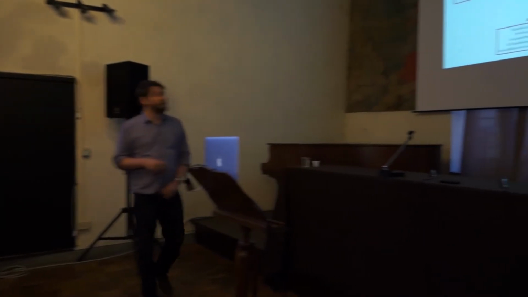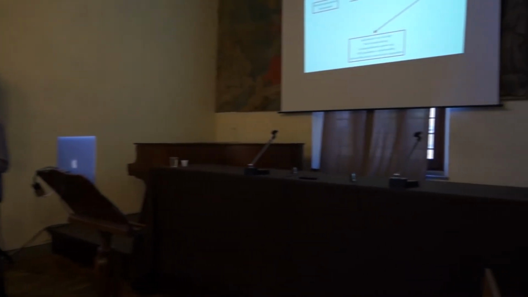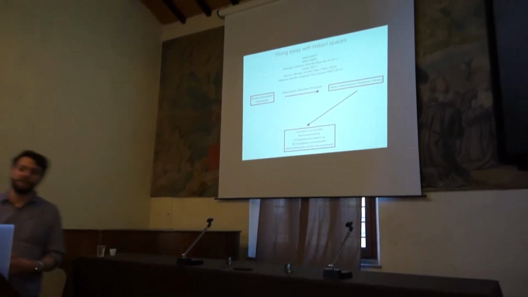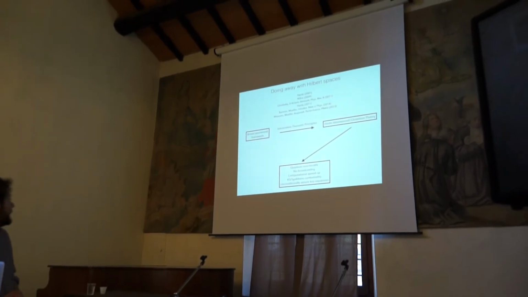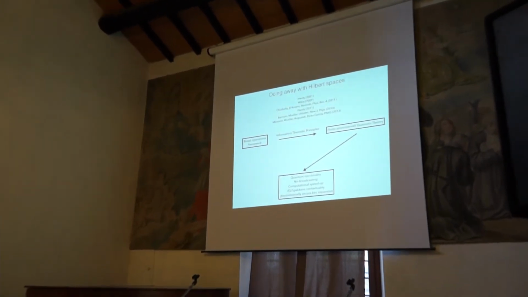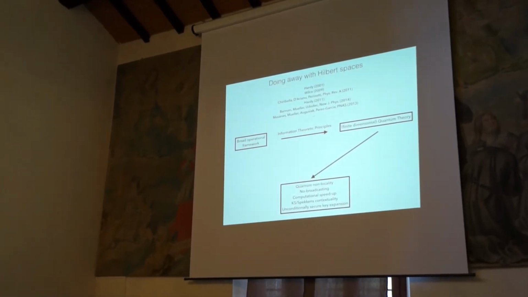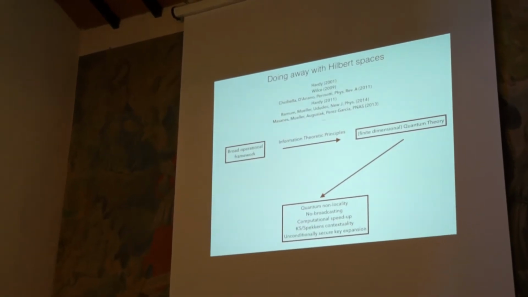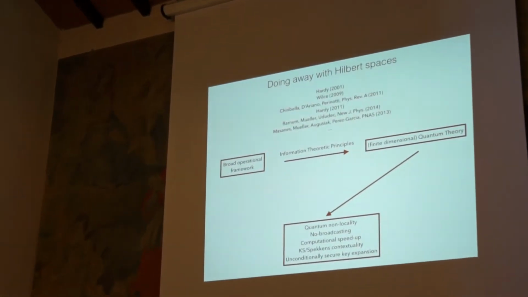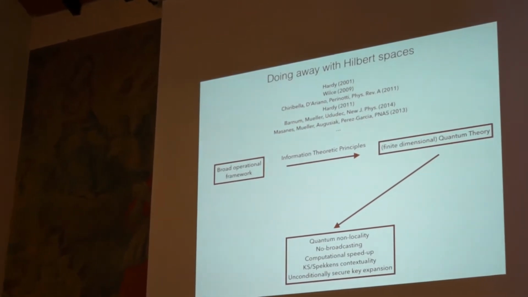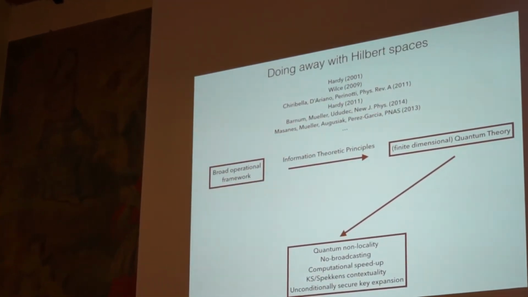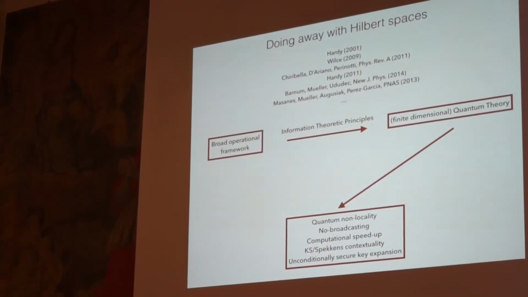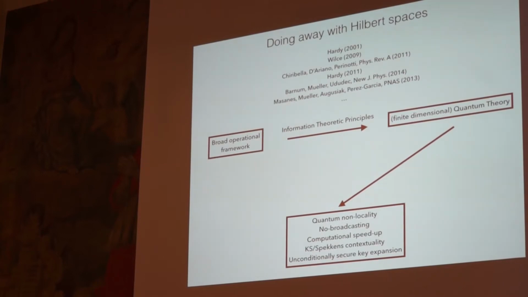And all of them start from different starting points, have different aspects to them, they use different postulates. It's very nice you have all these different points of view on the reconstruction of quantum theory. And they all start from some broad operational framework, the generalized probabilistic framework. Maybe you have operational probabilistic theories, the circuit-based approach. You bring in these principles and you recover finite dimensional quantum theory. And then once we have finite dimensional quantum theory, we have all the stuff that we love about quantum theory, or stuff that baffles us. So non-locality, no broadcasting, computational speed-up, contextuality, key expansion.